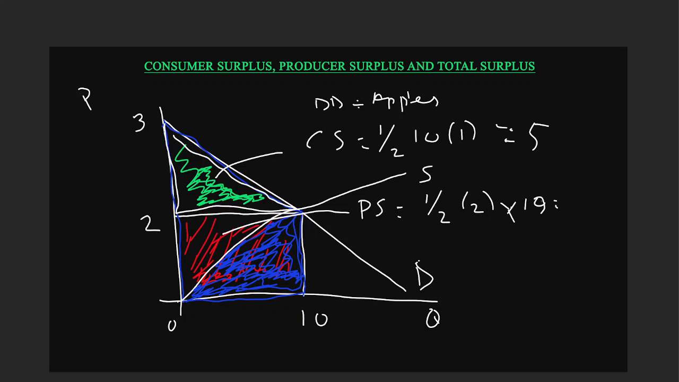So what do we have? Sorry, this is 10. So your answer is 10. All right, so what is the total surplus? The total surplus is the sum of the consumer surplus and producer surplus. We've already calculated each, so let's just add. Our total surplus is 15.